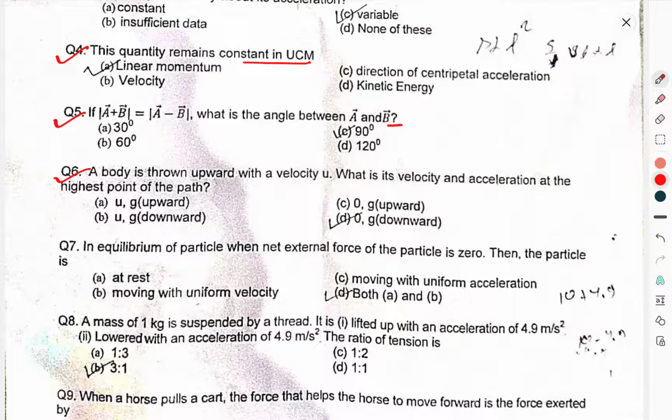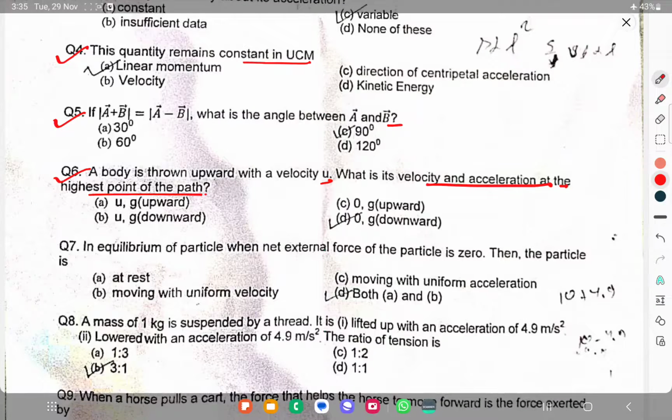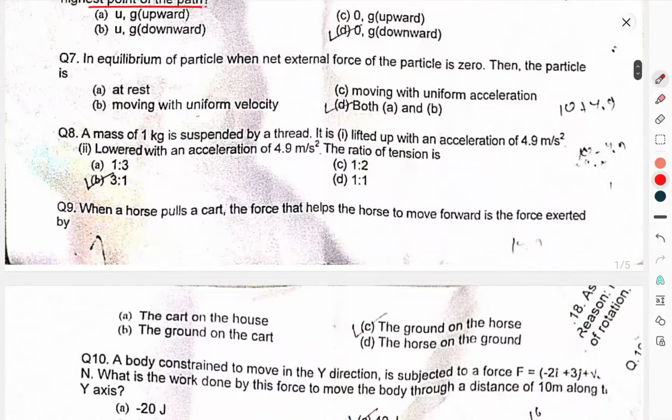Question number 6. A body is thrown upward with a velocity u. What is the velocity and acceleration at the highest point of the path? Question number 7. In an equilibrium of particle, when net external force on the particle is 0, then the particle is at. Question number 8. A mass 1 kg is suspended by a thread. It is lifted up with acceleration 4.9 meter per second square, and lowered with acceleration 4.9 meter per second square. The ratio of tension is.